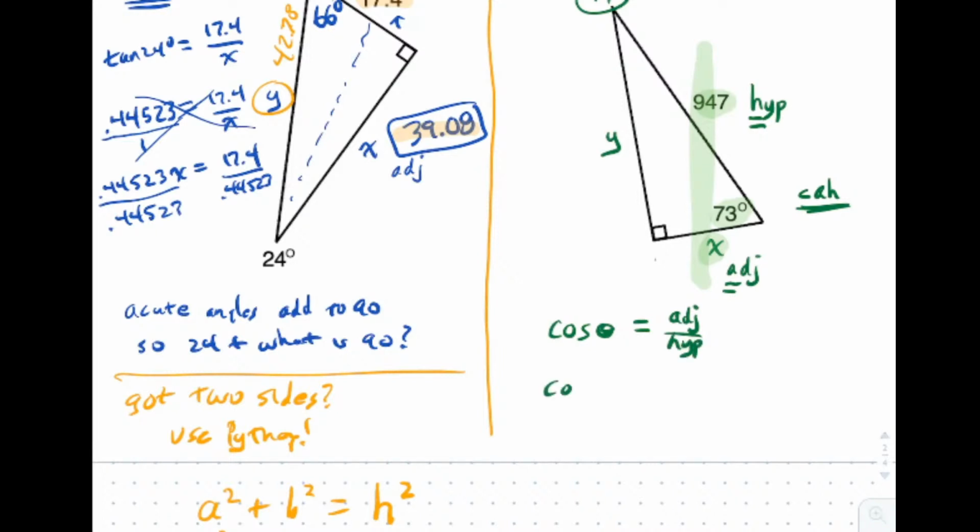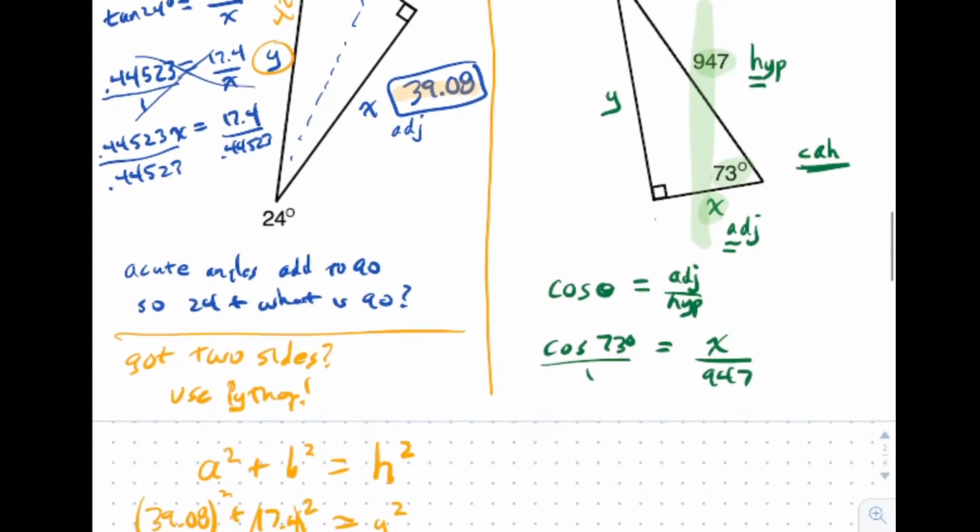In this situation, what we're saying is the cosine of 73 degrees is equal to x over 947. Cosine of 73, I can look that up as a decimal if I want. Maybe I don't want to. x equals 947 multiplied by the cosine of 73 degrees. That way I don't have to write it down. So I go 947, and I just hit the cosine right away. The calculator knows that I mean multiply. So 947, cosine button, 73, close parentheses, equals, and x is 276.88.